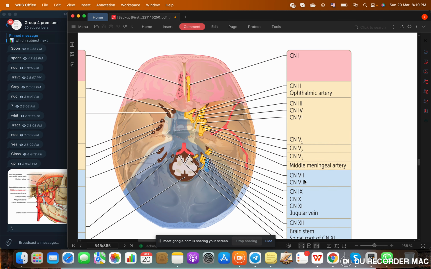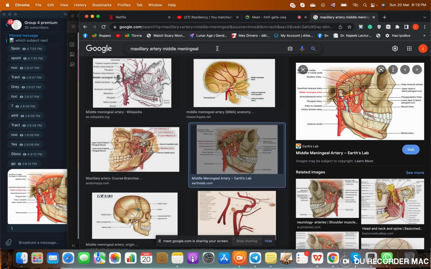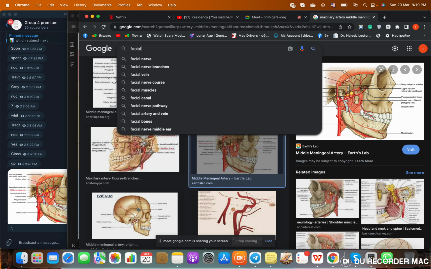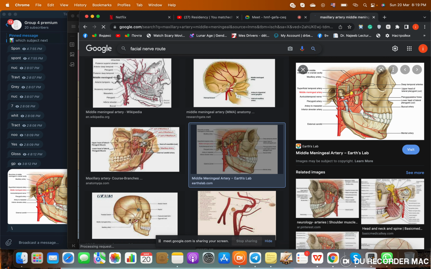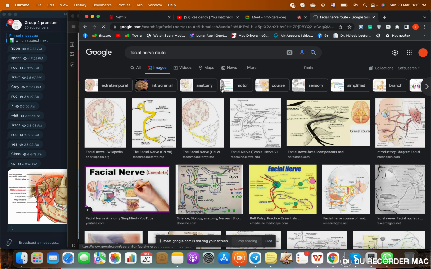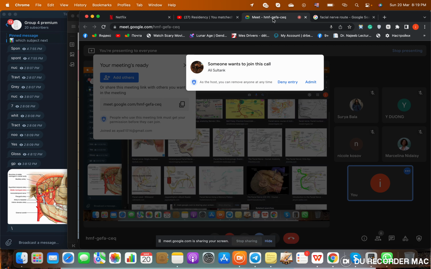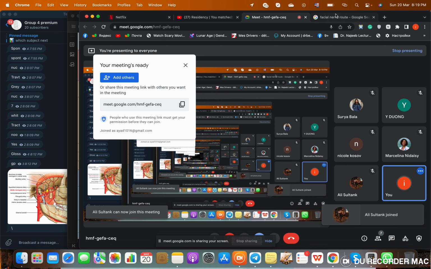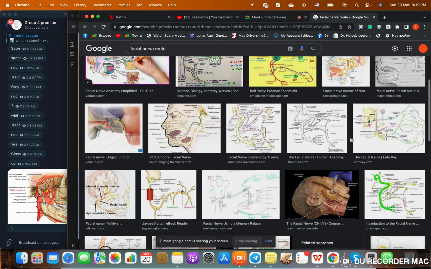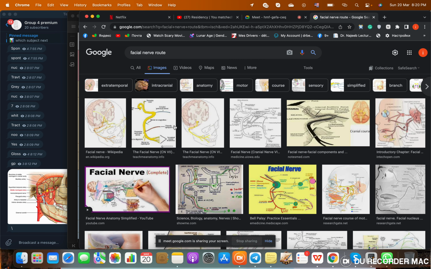I want to speak a little bit more about the facial nerve. The facial nerve is much more complicated than you think. So the facial nerve route is actually quite interesting. So it's true that it enters the internal acoustic meatus, but it's not the end of the story. I mean, after that there will be a few more things. What do I mean by that?